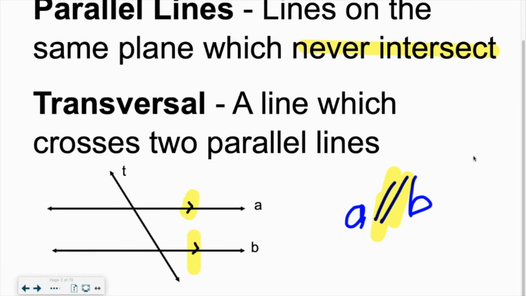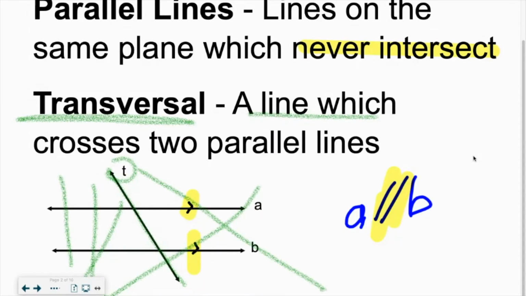Then we have this word transversal. It's just a line that crosses the parallel lines. Notice here used as T, it's this line going here. But a transversal is any line that cuts through 2 parallel lines. So it could be like this, could be this one, could be that one, could be like that. As long as it's going through both of the parallel lines, it's a transversal. So you're going to see 2 parallel lines and then some other line going through them today.